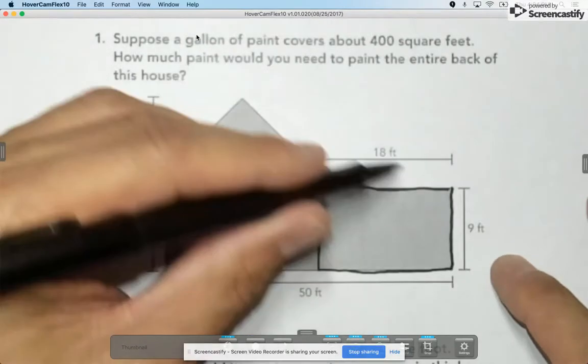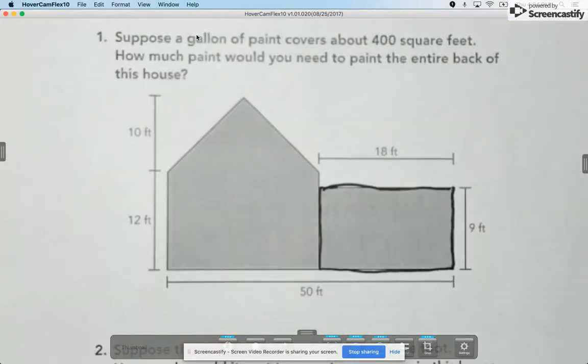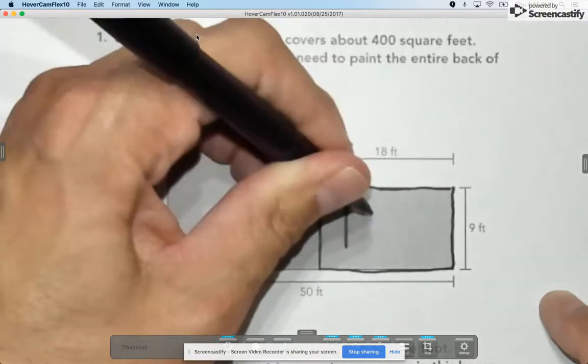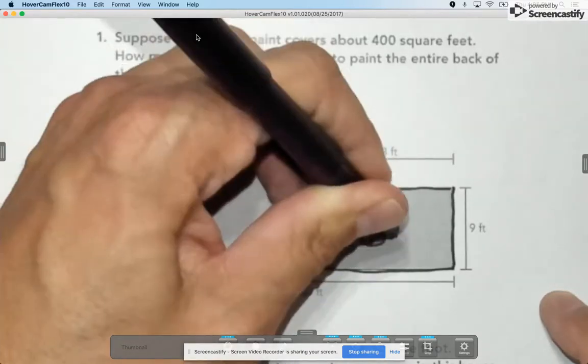That's the dimensions of the rectangle. I would multiply those together because the formula for a rectangle is base times height, or length times width. And this would be 162 feet squared.